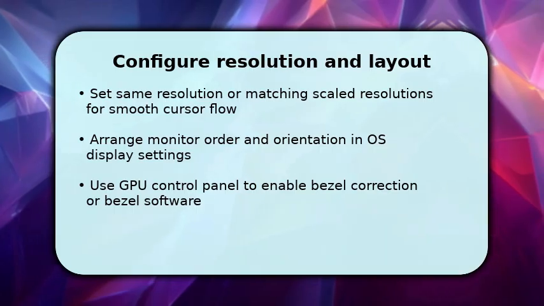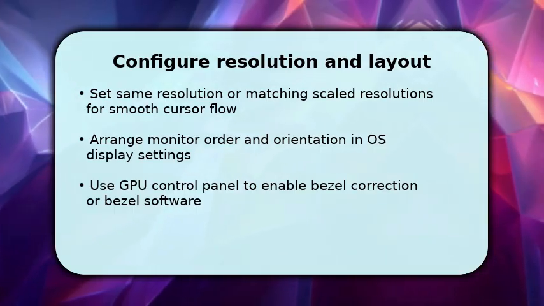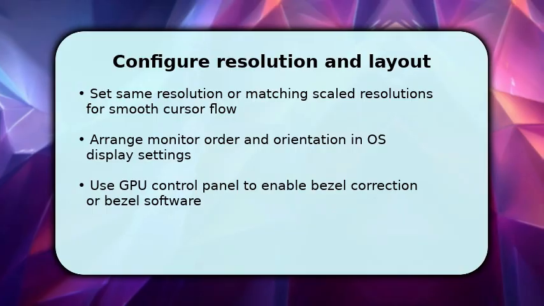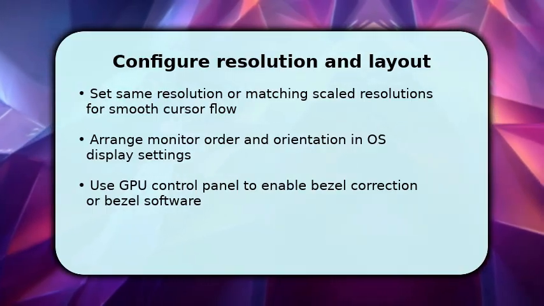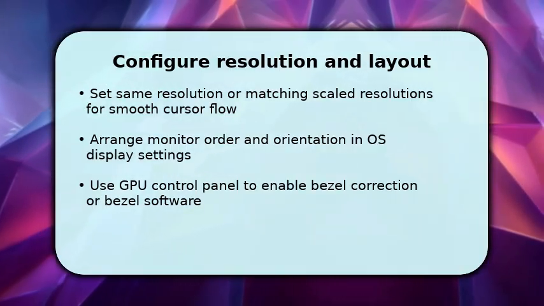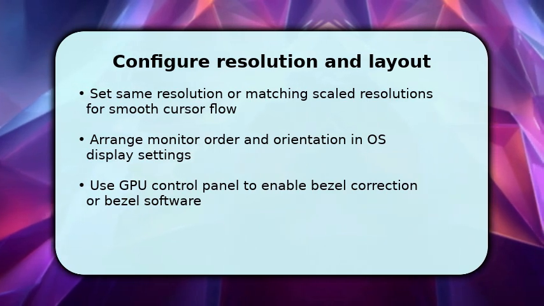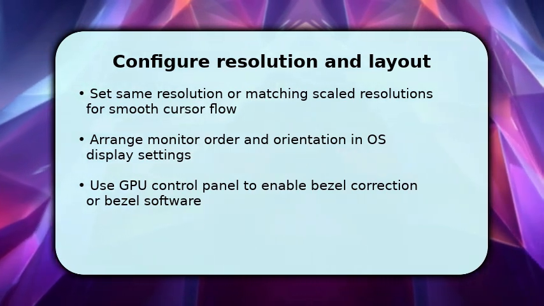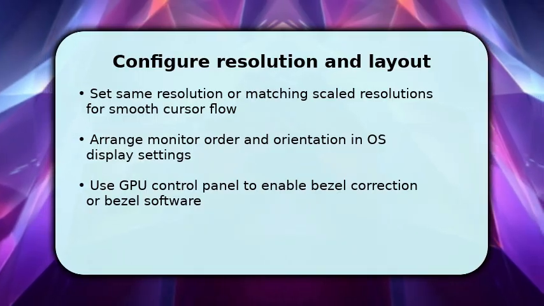Open your GPU control panel to activate spanning modes, Surround, Infinity, or Mosaic, and set bezel correction if available to fix visual offset. Make sure refresh rates match. Once configured, test with a full-screen image or video to confirm continuity.